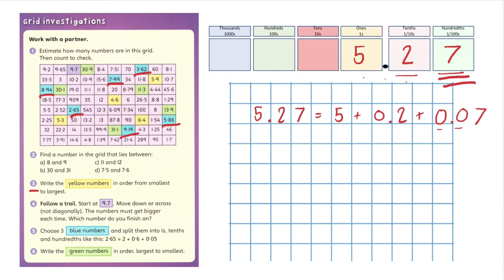Write the green numbers in order. That's just like doing the yellow numbers, except they've got tens in them as well. So you'll start by ordering the tens, then you'll order the ones, and then you'll order the tenths.